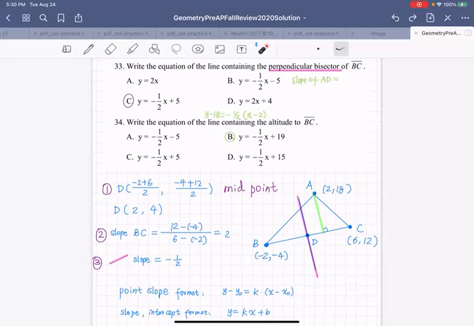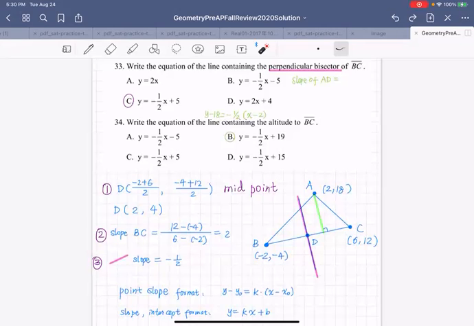Step 2 is the slope for point B and point C. You do 12 plus 4 over 6 plus 2, which is 2. Yes.